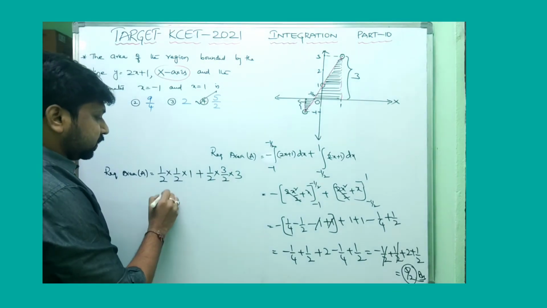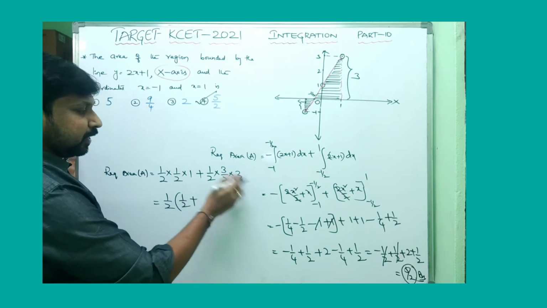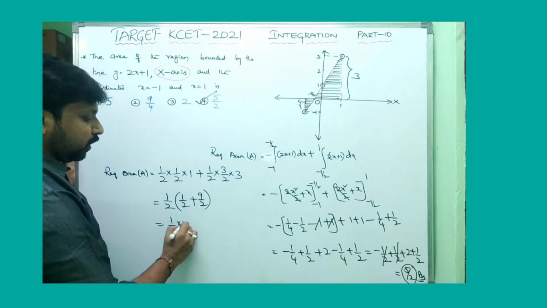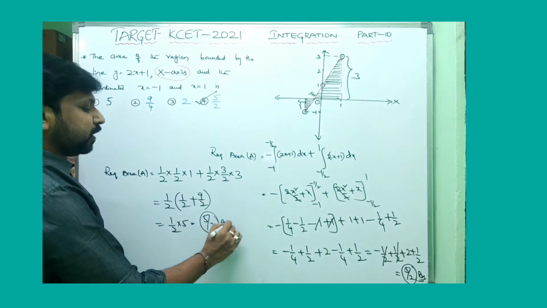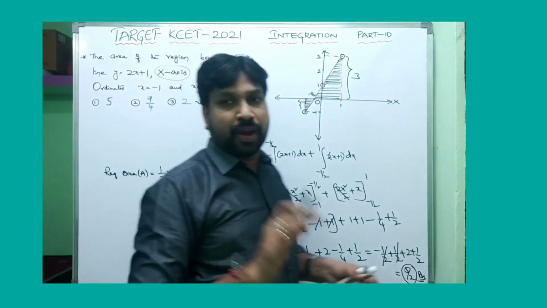Then this can be written with 1 by 2 common. 1 by 2 is common: 1 by 2 plus 3 threes are 9 by 2. That is 1 by 2 into 10 by 2, that is 5, and hence the answer is 5 by 2. So by using this approach, the problem becomes very easy by area of triangle.